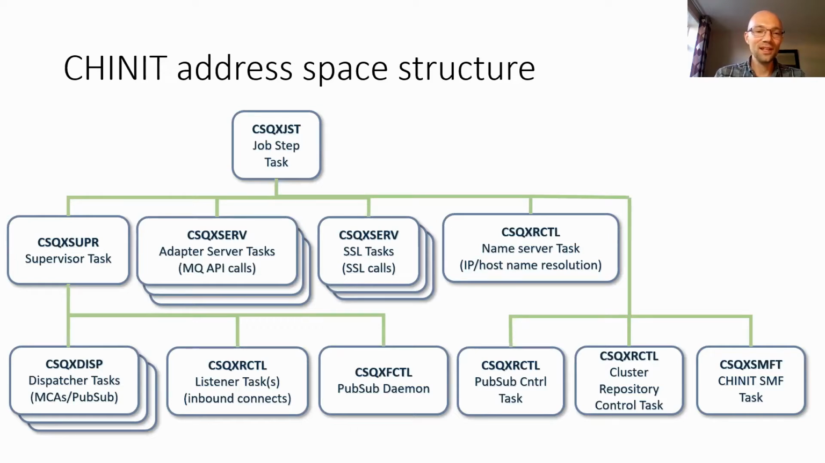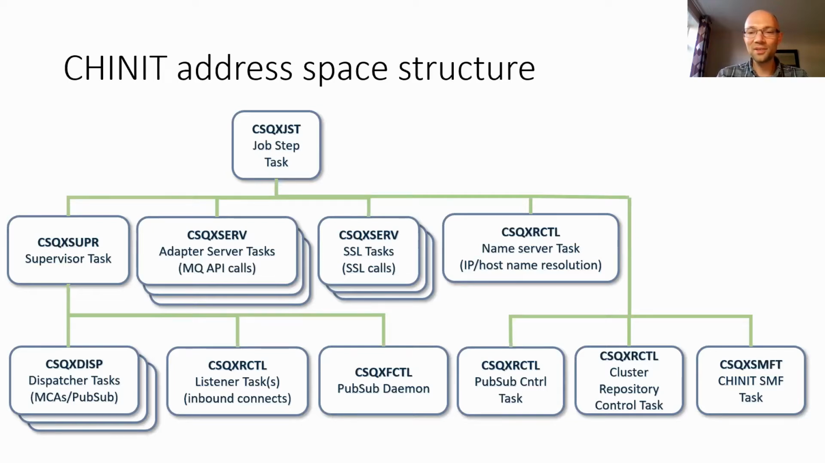when it starts up on the channel initiator. And you can control the number of dispatcher tasks, as you can control the number of several of the other tasks as well. And there's guidance for setting the right number of tasks for your workload in the Knowledge Center, I think, as well as the MP16 performance report that we have. Also, you might want to look at some of the SMF data and the statistics for how busy your channel initiator is before tweaking the number of any of these tasks. And I've got an example of that coming up in a couple of slides' time.